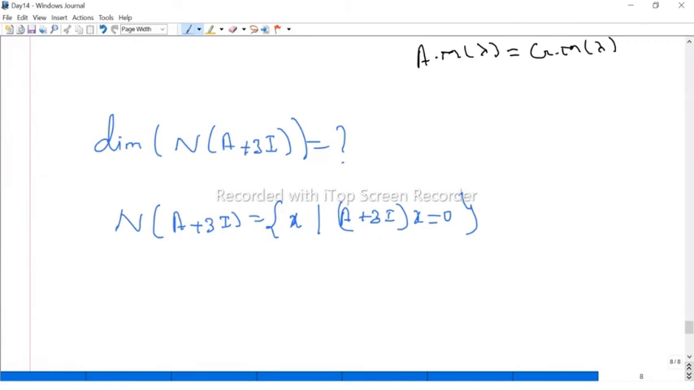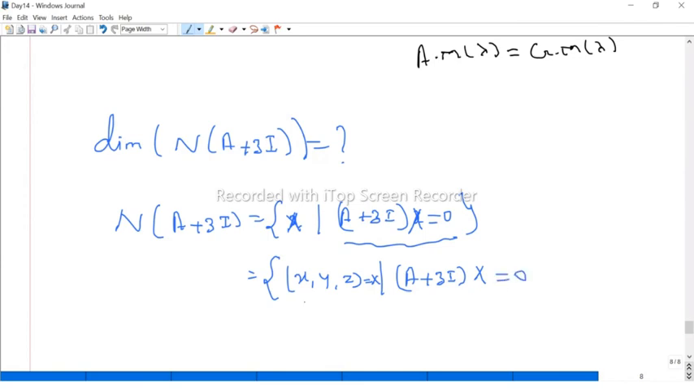But here A is a 3 by 3 matrix. Therefore, take capital X, which may be (x, y, z) or (x1, x2, x3); you can take anything. Now we have to solve the system. So X contains x, y, z such that (A plus 3I) times capital X equals 0. Now here we have 3 unknowns. Using this condition, we try to eliminate some unknowns.